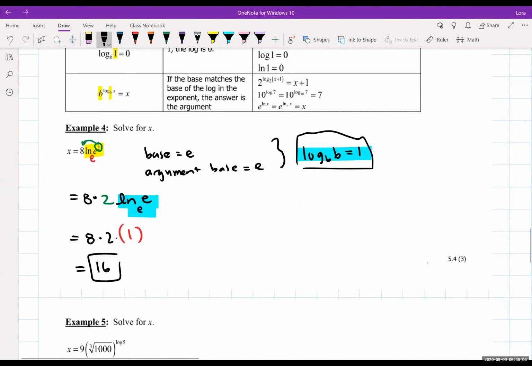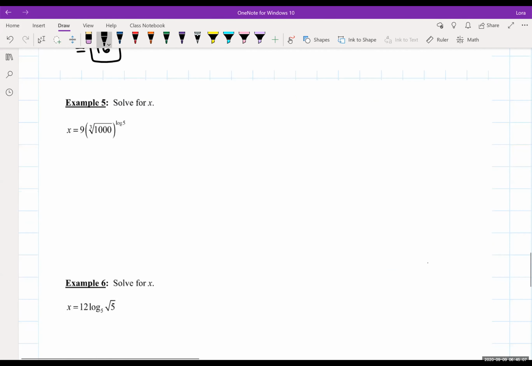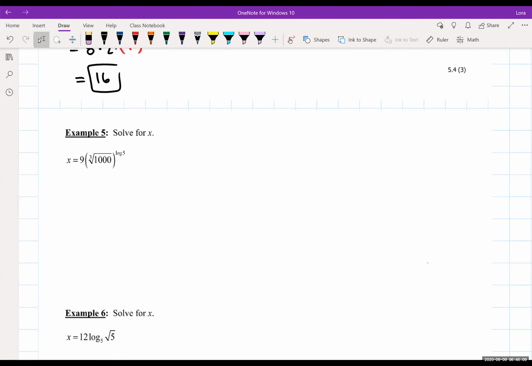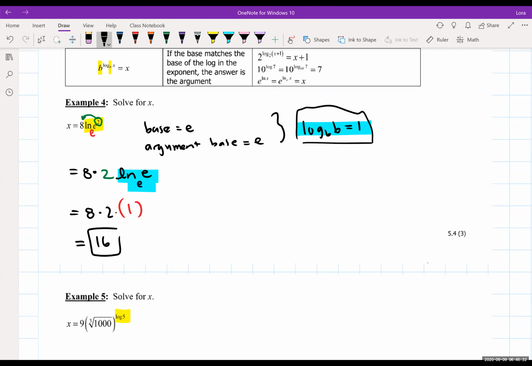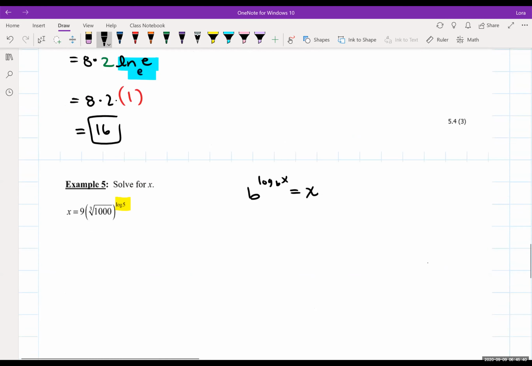Let's play with the next example. Another one asking us to solve for x, even though it's already solved for x, but the idea is they probably want us to simplify it. There's probably a better way to write this. Right away, I see a logarithm in the exponent spot. So I'll remind myself of the property: b to the log base b of x. I know that's going to equal whatever the argument is, but I can't quite utilize it yet until I see the pattern.